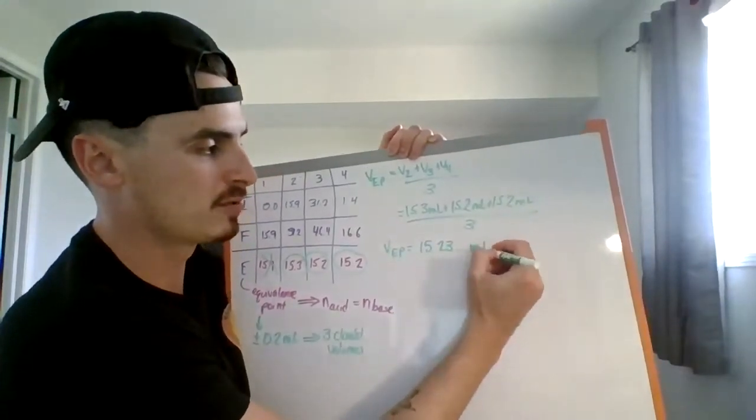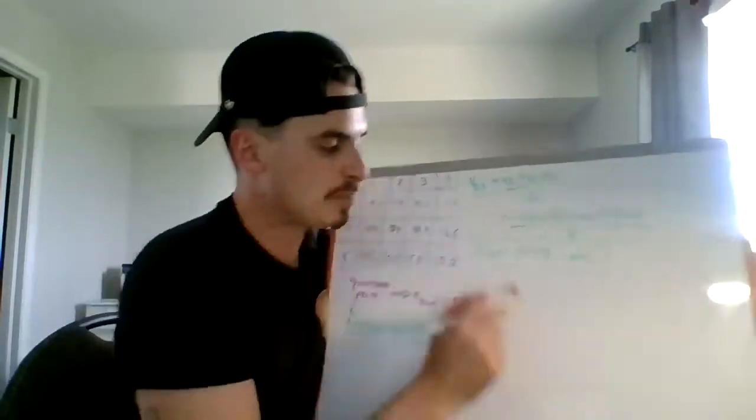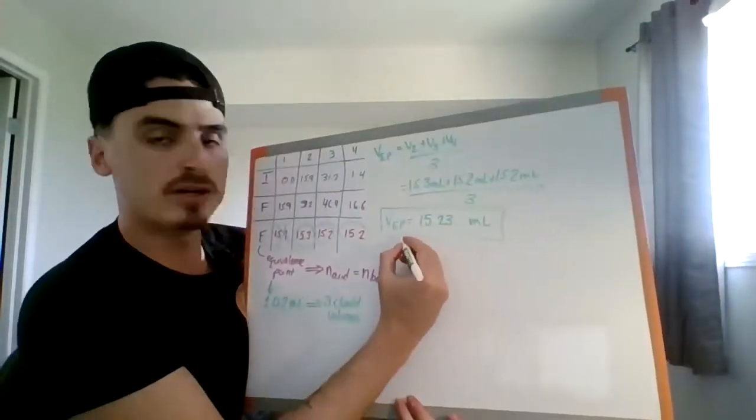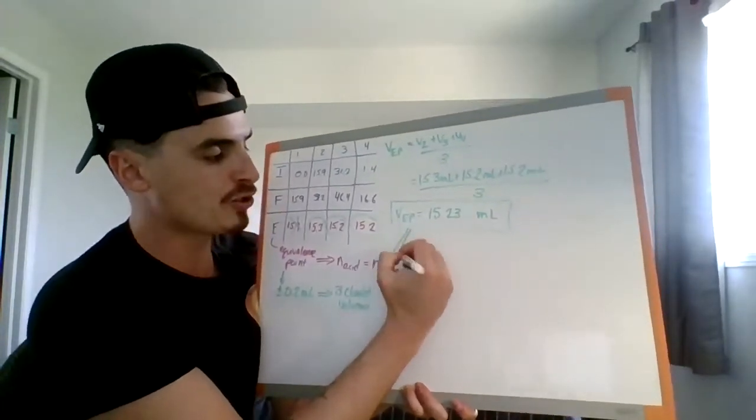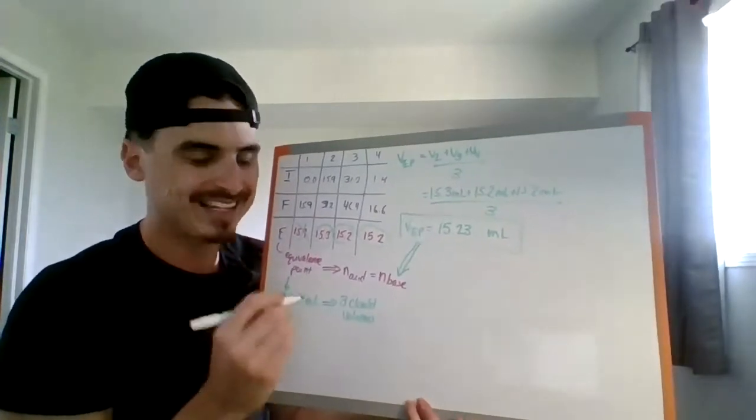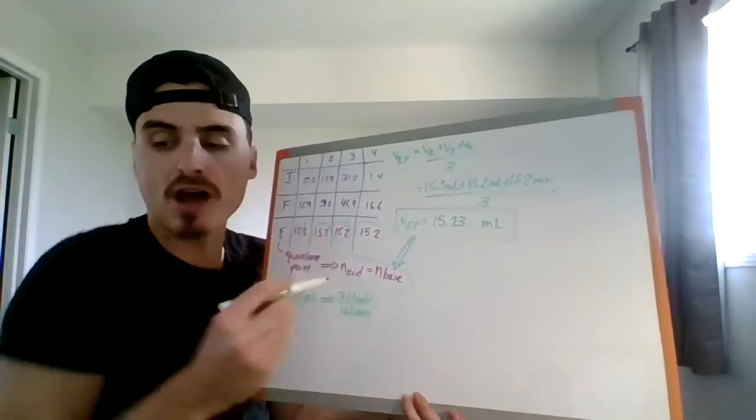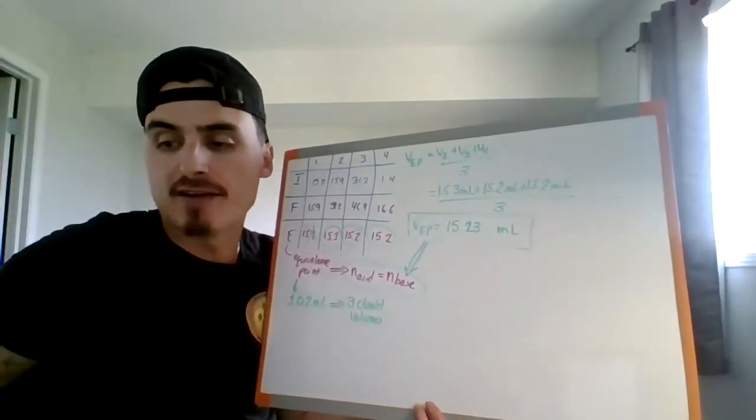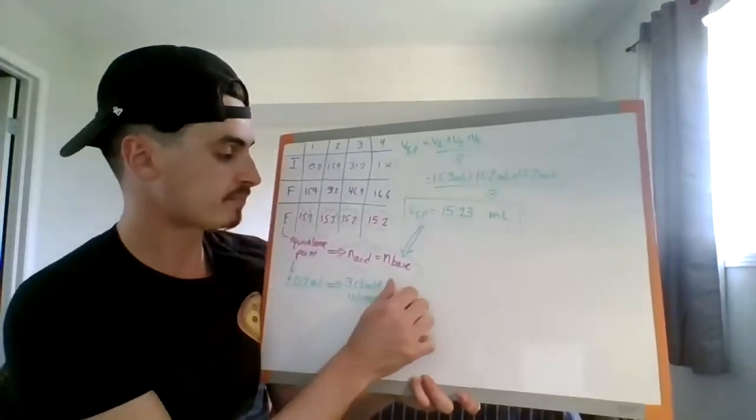Okay, milliliters. Don't round that number. Okay, so what does this number mean, guys? So this number is the equivalence point. The equivalence point is the volume that we added to the reaction to reach the point where all the acid and all the base have reacted. This means the solution is neutral, okay?